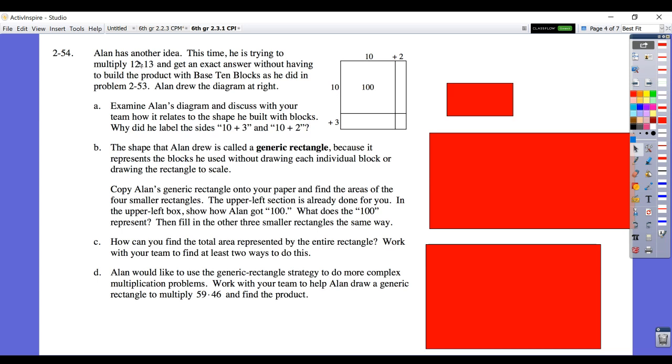So if we took 12 times 13 and we wanted to find the answer, one way we could do it is the traditional method, plus you might even know what 12 times 13 is with your multiplication tables. But another way you could do it is you could break 12 into 10 plus 2 and break 13 into 10 plus 3. So 10 plus 2 is represented here, equaling the 12. 10 plus 3 is represented here, equaling the 13.